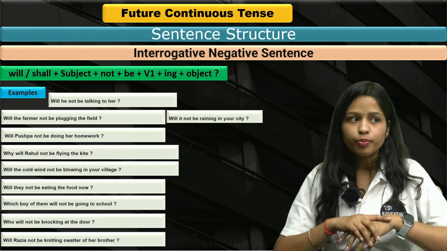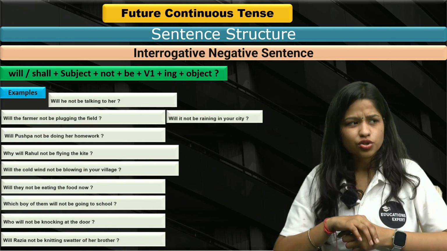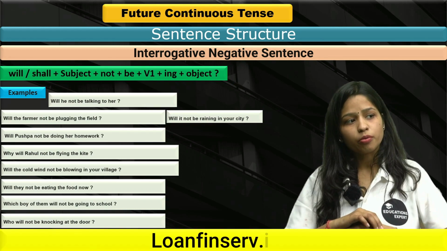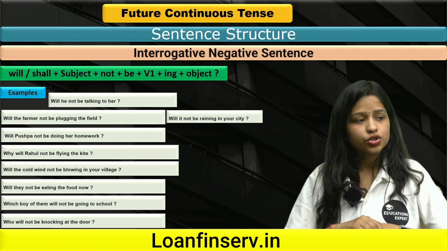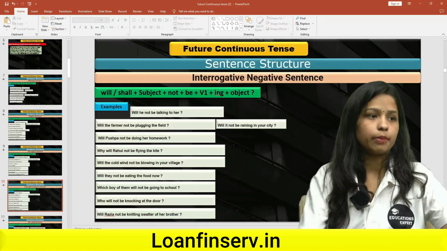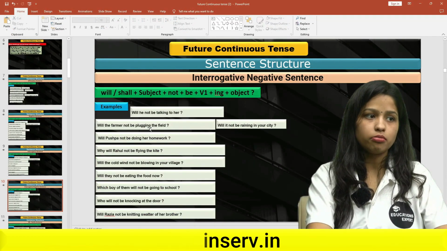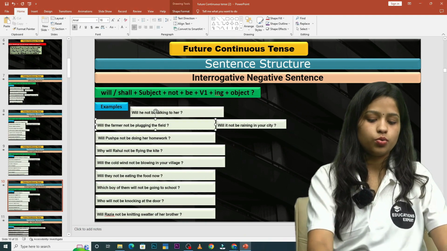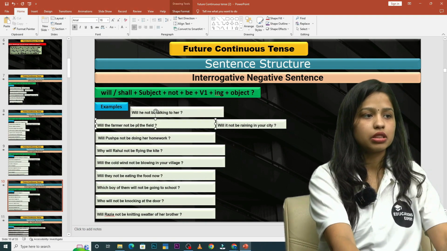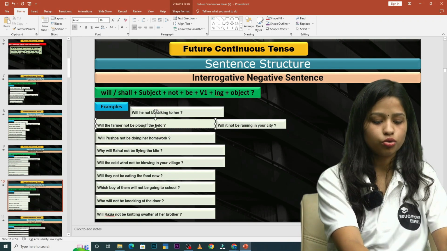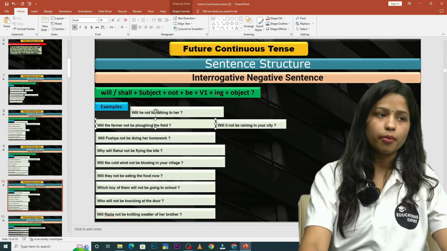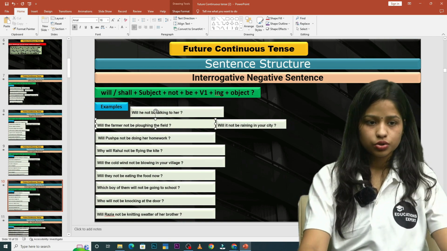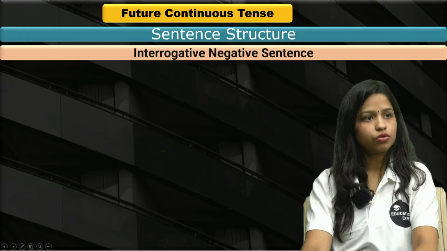Will he not be talking to her? Will the farmer not be plowing the field? It's not actually plugging, it's plowing. Plowing in Hindi we call जोतना, जिसे हम हिंदी में खेत जोतना कहते हैं. So this is the word, right? Will the farmer not be plowing the field? I hope now you got this.